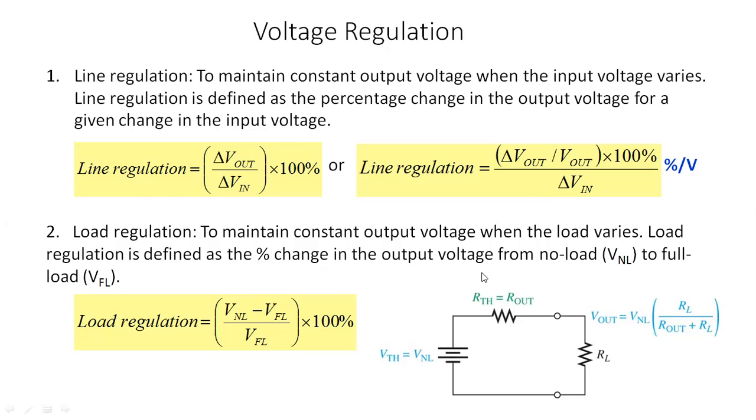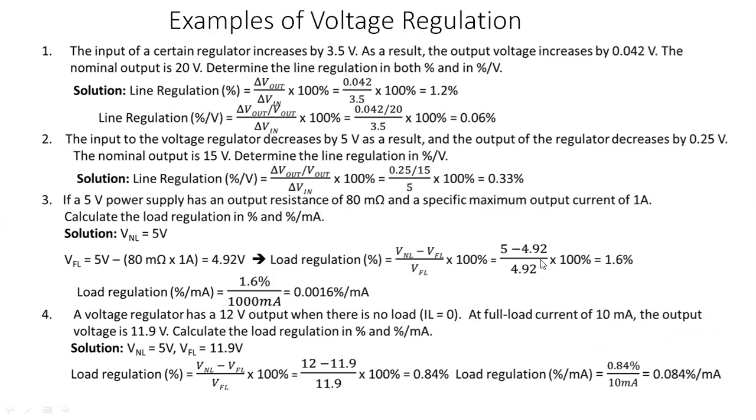Okay. So here, we are supposed to solve some numericals on voltage regulation, line and load regulation. The question says the input of a certain regulator increases by 3.5 volt. It means that is the change in input voltage, so we can take delta V in equal to 3.5 volt.